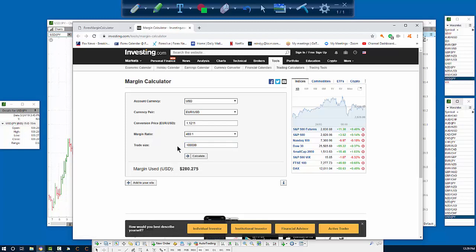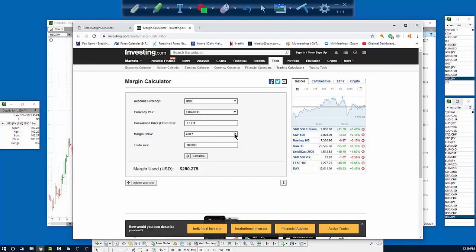There we go. So if I wanted to do a one lot trade and I'm using 400 to 1 leverage, my deposit margin would be $280.27. That's how much I would have to have taken out of my account temporarily while I was in this trade. Let's watch how this differs if you were trading in the United States.